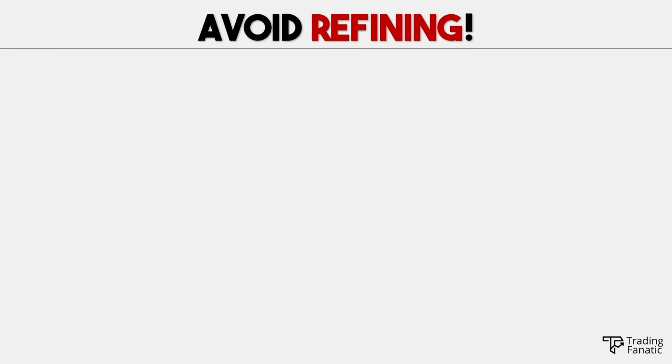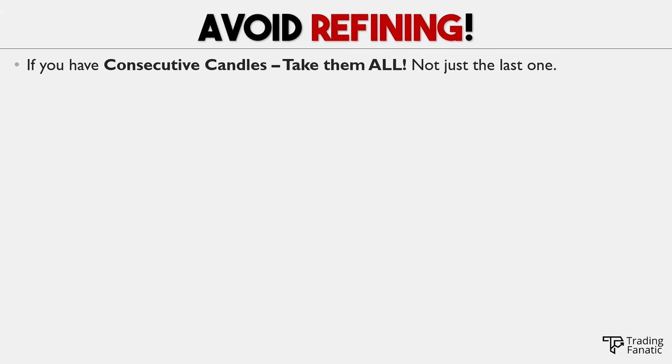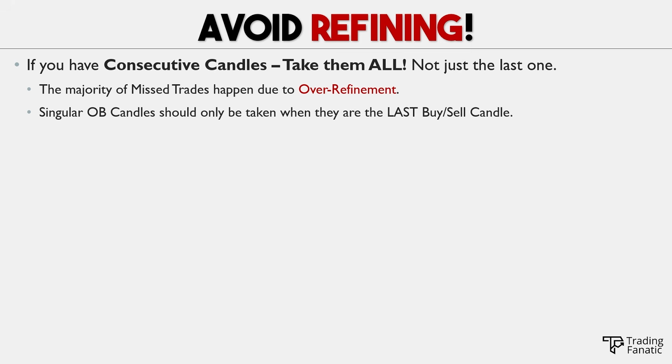Well, let me give you an extra rule. Avoid refining. If you have consecutive candles, I want you to take them all. Not just the last one, take them all. This is why the rule says it's either the last candle before the very big sell, if it's just one, or it's the last consecutive candles before the very big sell or buy. Okay? Because the majority of your missed trades happen due to over refining, taking singular OB candles and trying to refine it way too much.